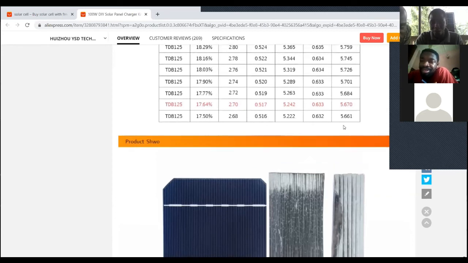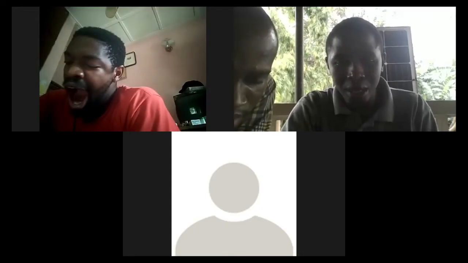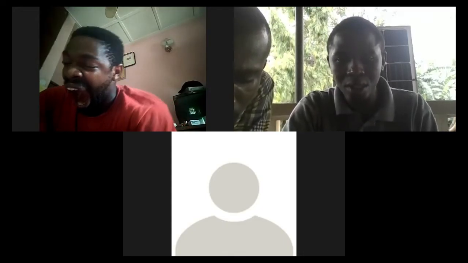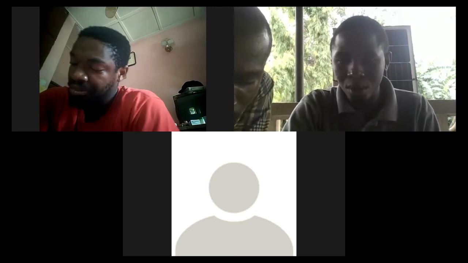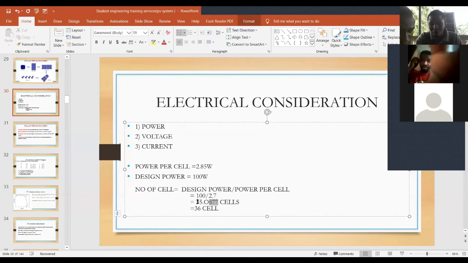But what I just want to show is that the power per cell, are you seeing where my cursor is? The power per cell is 2.7 watts. If we go back to our calculation, I will share the other screen now. If we go back, we actually put 2.7 here. So our answer should be 37. But there's a problem with dealing with odd numbers.